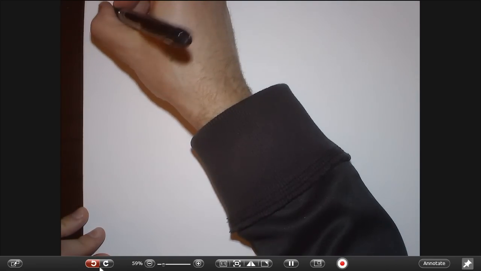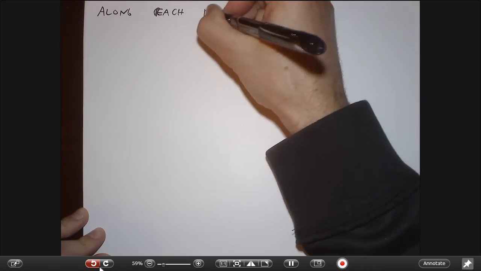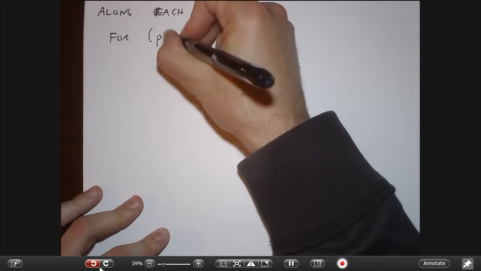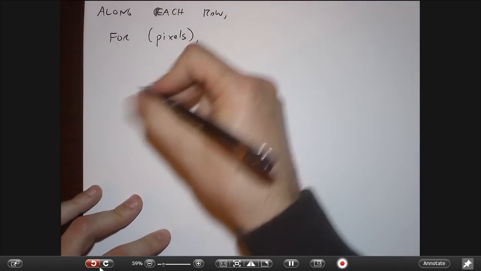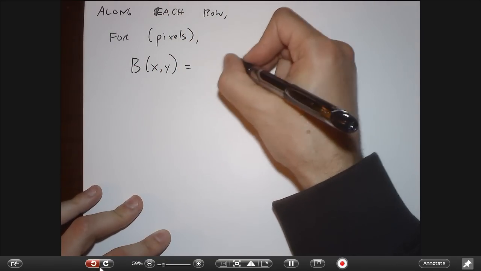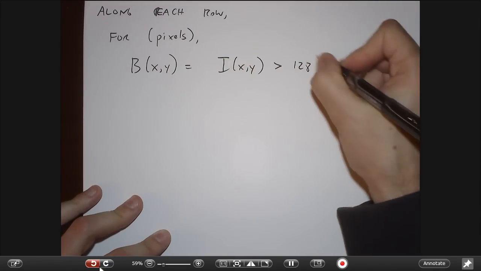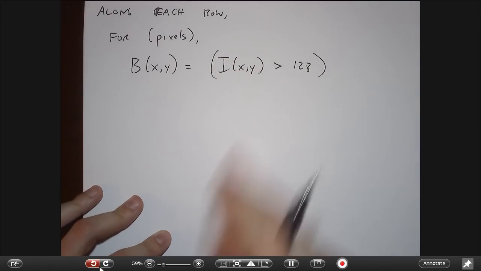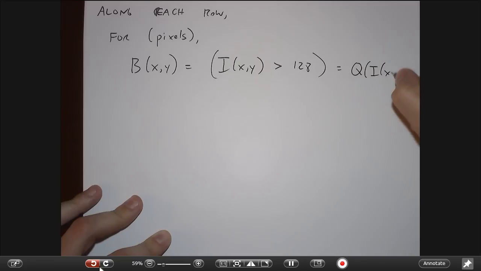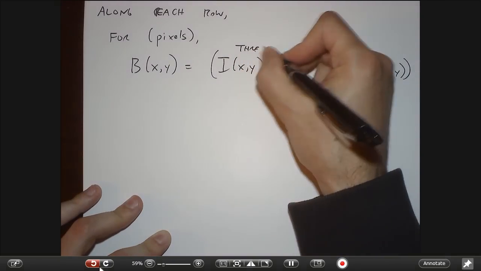Along each row, kind of a for loop around the pixels in the row, I take the pixel that I'm at, x y, and I quantize it. For example, I threshold it at 128. In general, I could think about this as any sort of quantizer. This applies to any number of quantization levels. So I basically quantize it. In this case, this is like thresholding. So this is more general.